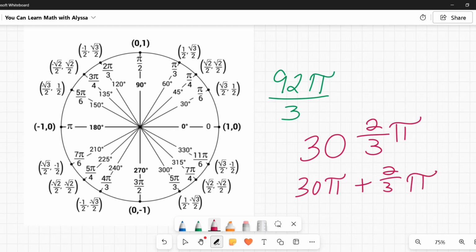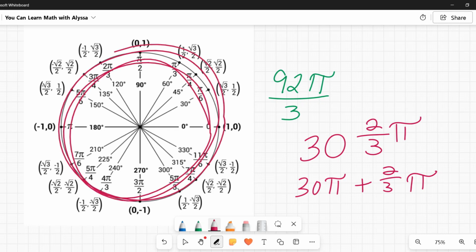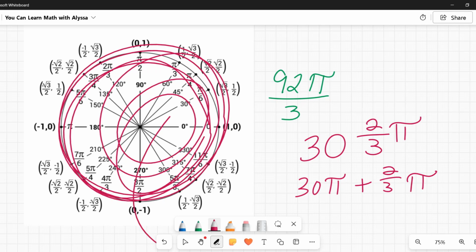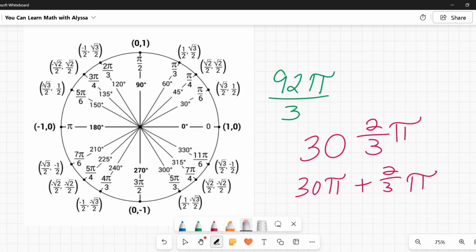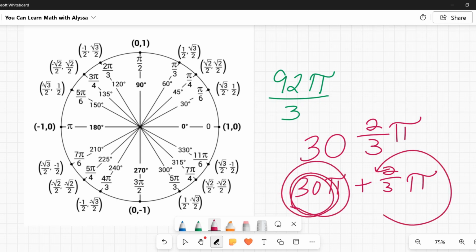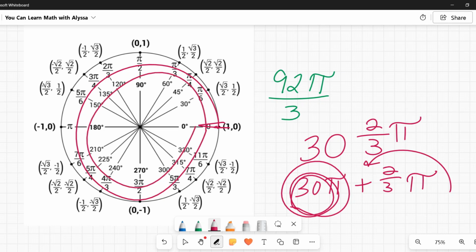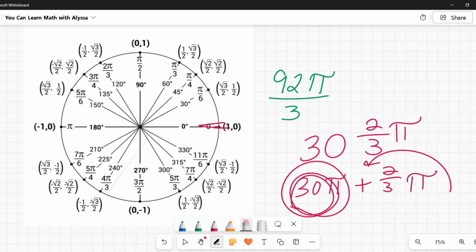And 30 pi is divisible by 2 pi. That would be going around 15 times. Okay, 15 circles go around. That's our 30 pi, going around 15 times, and then it goes around 2/3 pi. Because you start here, it goes around, that's 2 pi, 4 pi, 6, 8, 10, 12, 14, all the way up to 30 pi, and then it goes another 2/3 pi.